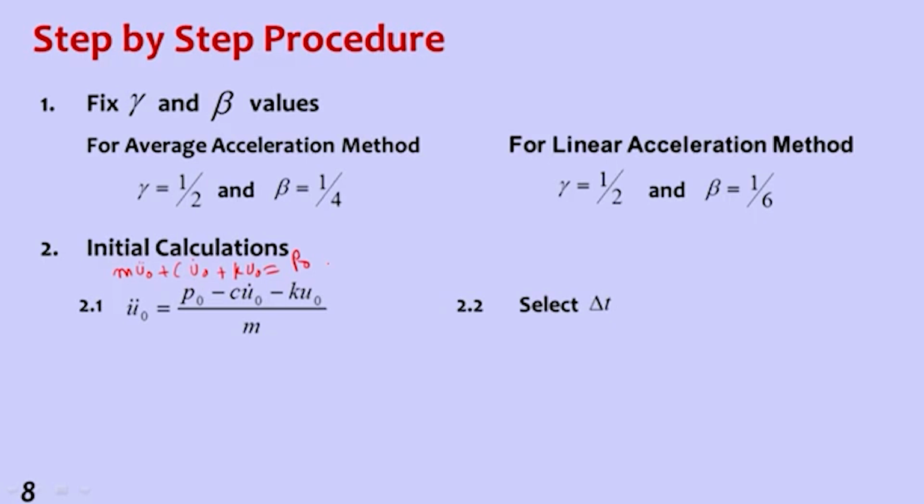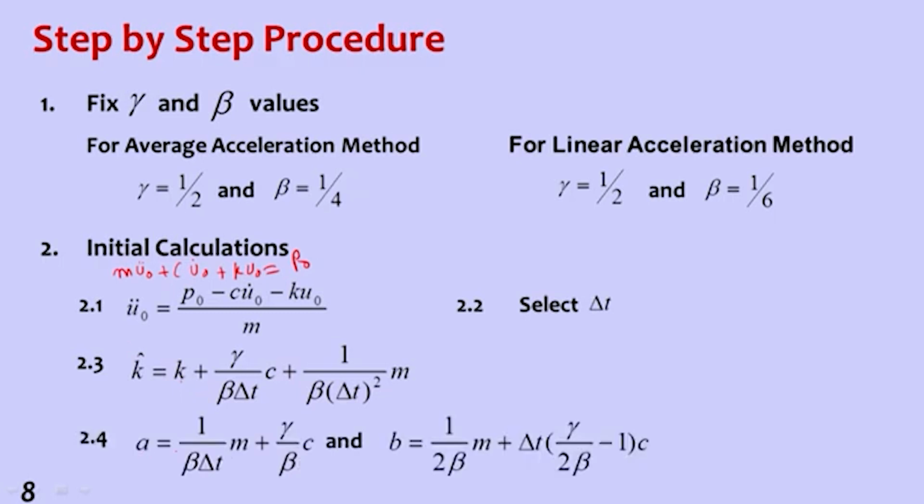Now, select delta t and then find out k cap. Okay, k cap is equal to k, the known stiffness of the system, plus gamma, which is known, and the damping value is known, beta value is known, and time step is known, so gamma by beta delta t into c, plus 1 by beta delta t square into m. So, this k cap is a constant value, and then we find out a and b. So, a is dependent on mass and damping parameter, gamma and beta value, and b is also the same, mass and damping parameter, gamma and beta, and the time step. So, a and b values we found out.